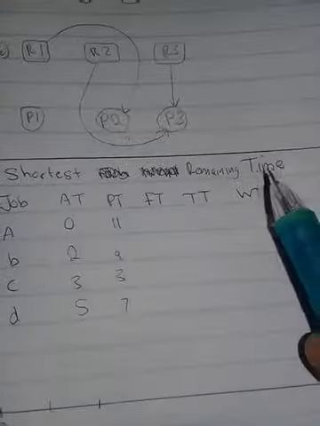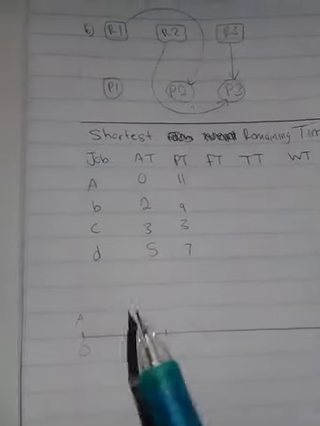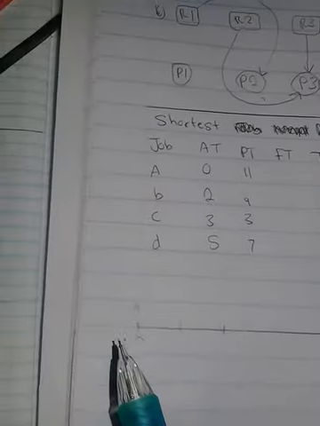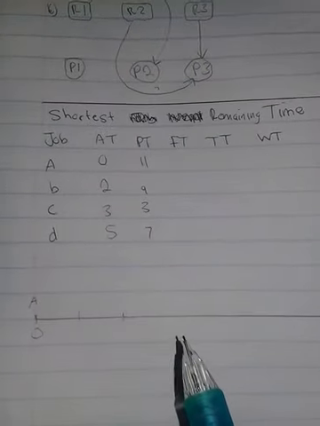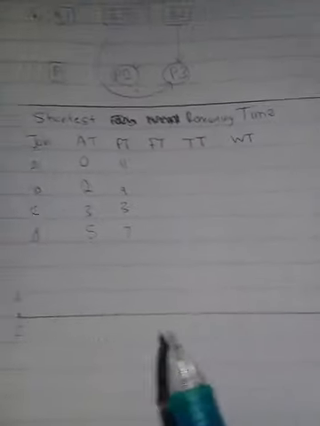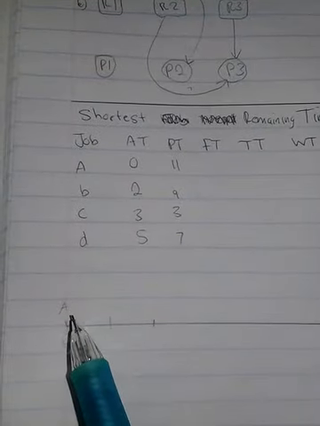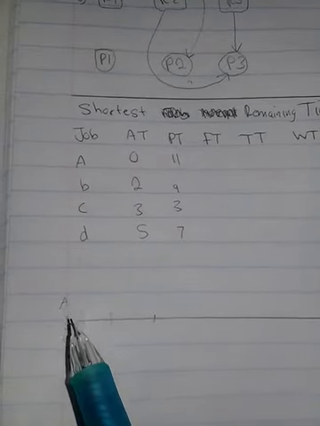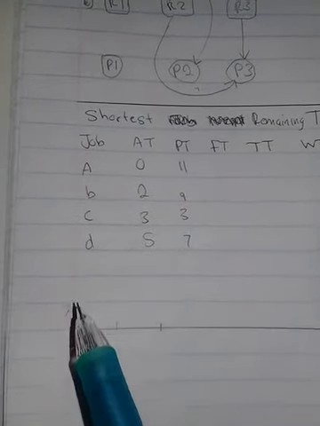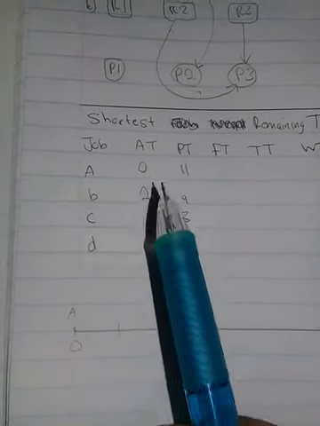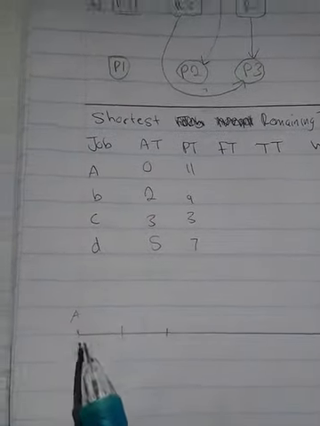Right. The shortest remaining time. So you've got to have a timeline. You've got to have it because you cannot keep track of what's going on in the processing part of things without a timeline. So job A is, as you can tell, there's a job A here, and I got 0 from the arrival time 0. So everything begins here, right?